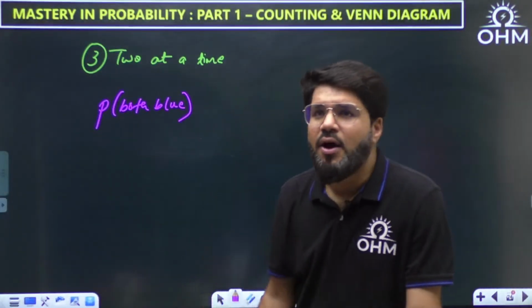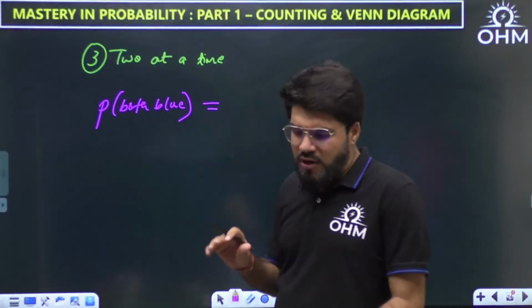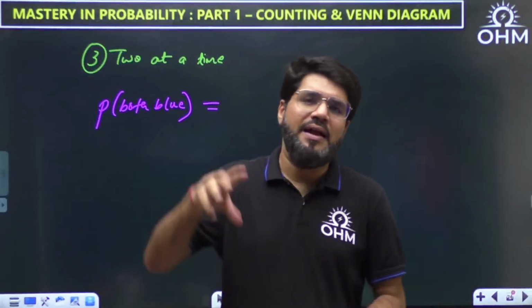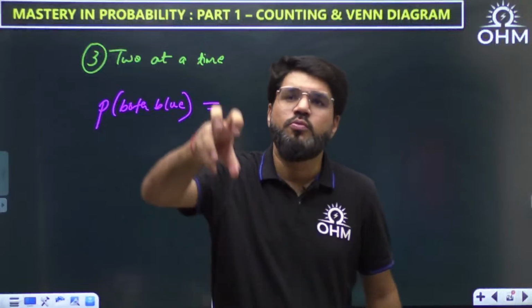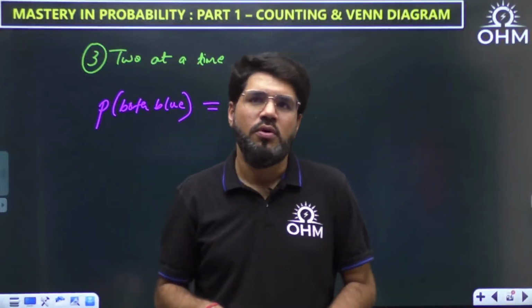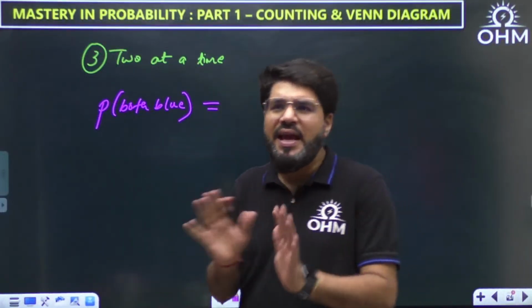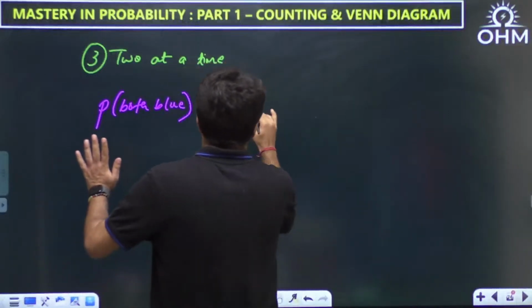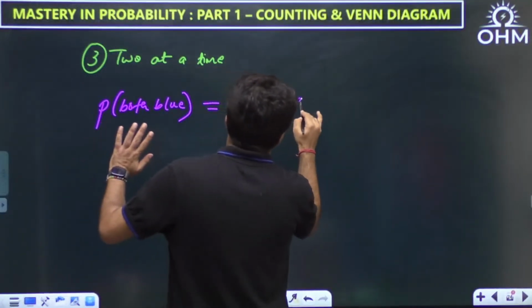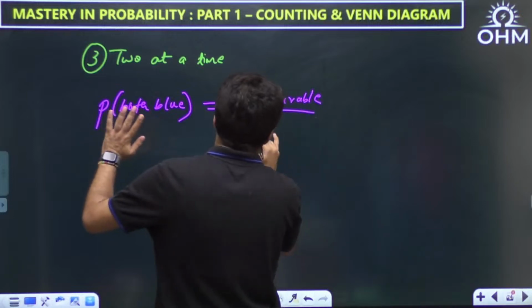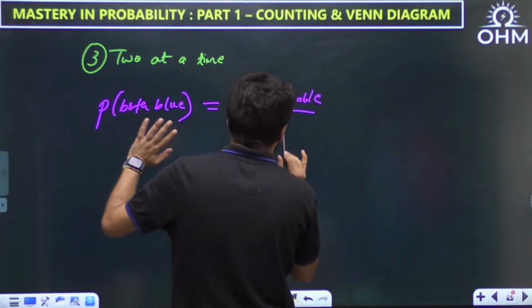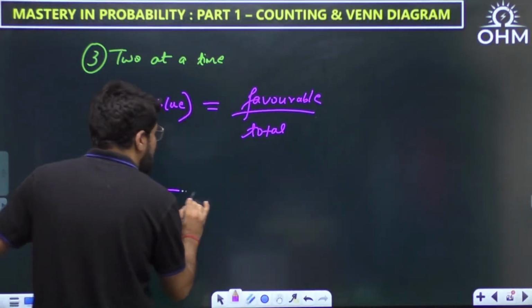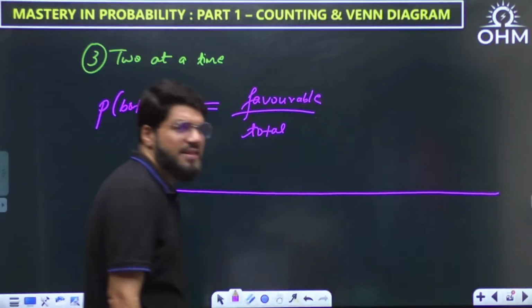Now, that means this time you have not drawn 1 by 1. You just put your hand once in the bag, you draw 2 balls together and you want both to be blue. How many ways is it possible? Again, we will use a simple idea. The simple idea is favorable by total. Now, what is favorable here? What is total here? Let's break the language.